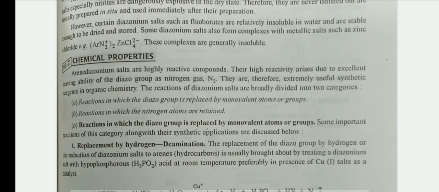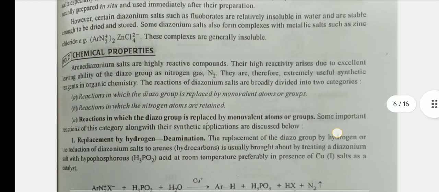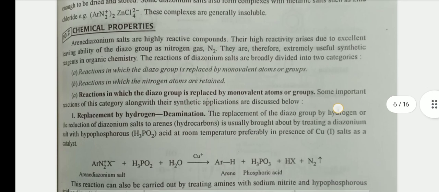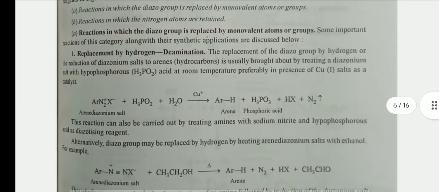The reactions of diazonium salts are broadly divided into two categories: reactions in which the diazo group is replaced by monovalent atoms or groups, and reactions in which the nitrogen atoms are retained. First, reactions in which the diazo group is replaced by monovalent atoms or groups. Some important reactions of this category along with their synthetic applications are discussed below.